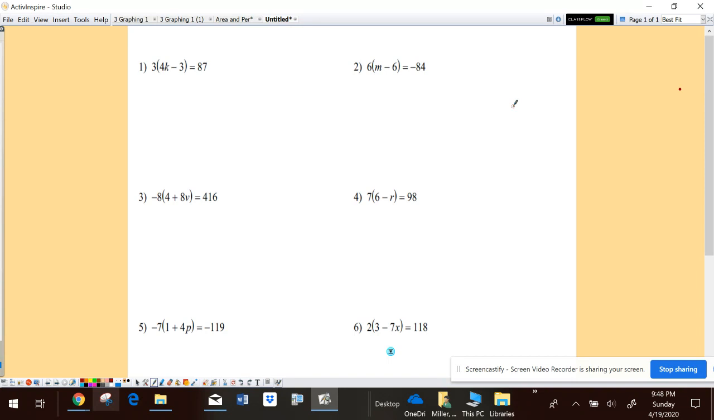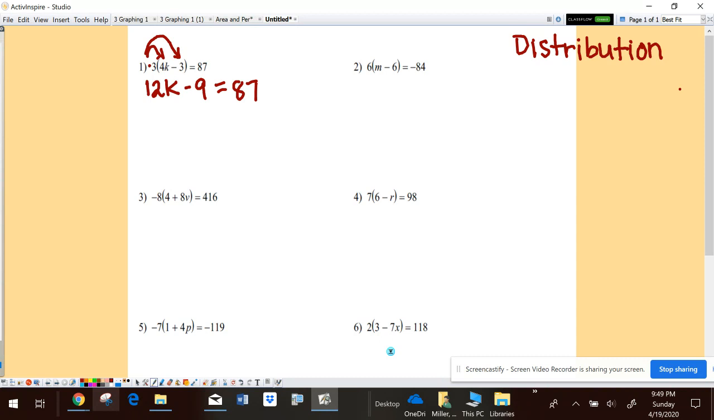All right, we're going to work on some distribution. If we remember, distribution means multiplying. So what we need to do is draw our arrows. If I draw 2 arrows right there, the first thing I need to do is 3 times 4k. So 3 times 4k is going to give me 12k. And then 3 times negative 3 is going to give me negative 9.